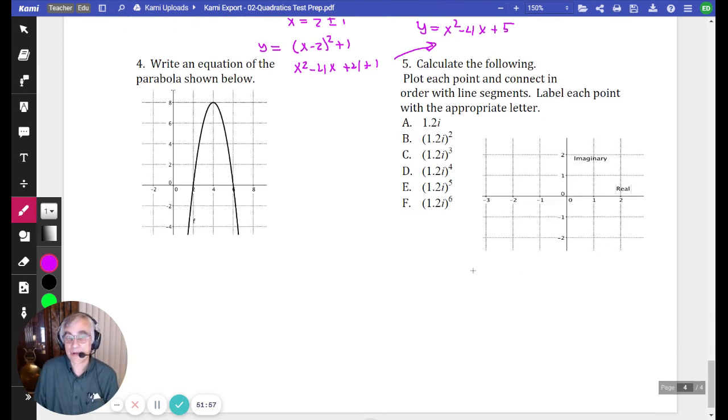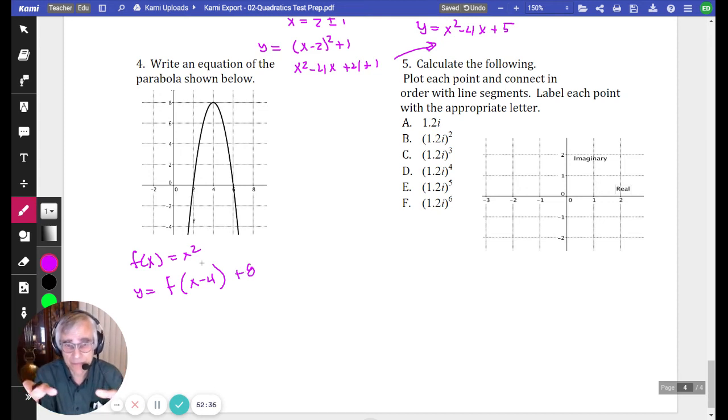All right, 2 more to go. Number 4, we want to write an equation of the parabola shown below. We can think about it as a transformation. Let's suppose that f of x, a parent function, is x squared. We could write it as a transformation of that. We know that the vertex has been shifted to the right 4 units and up 8. So we could say that this is y equals f of x minus 4, which gives us the horizontal shift to the right of 4 units, plus 8.